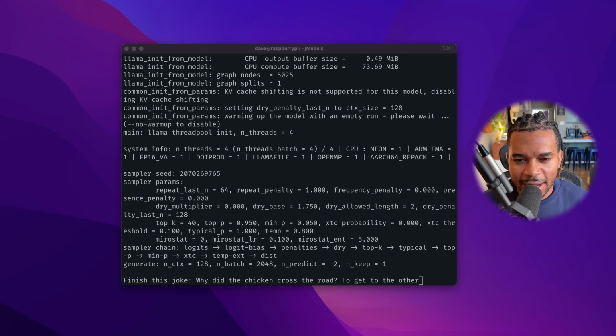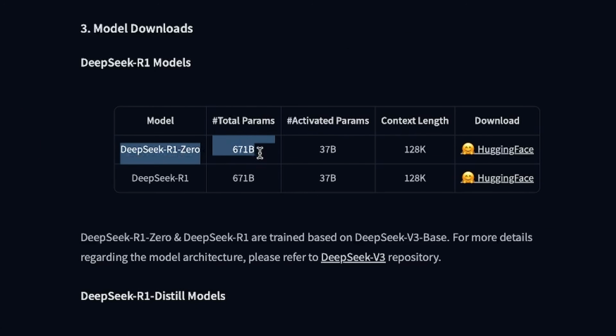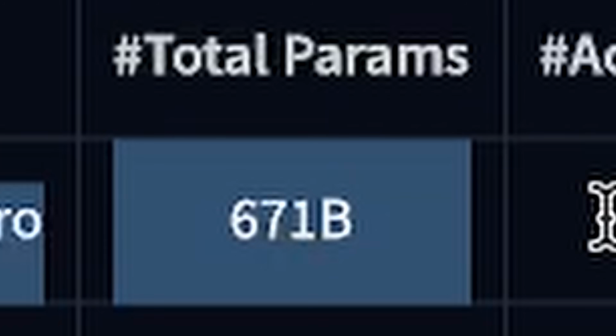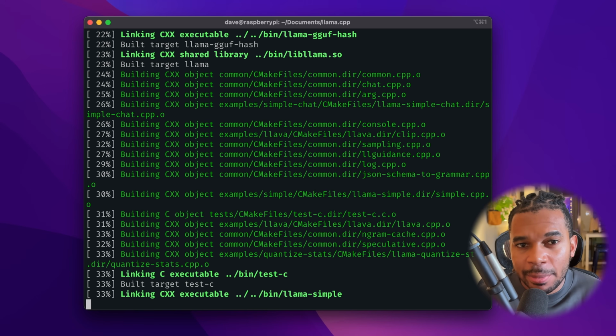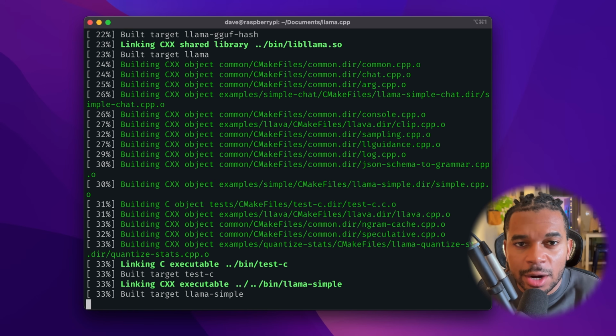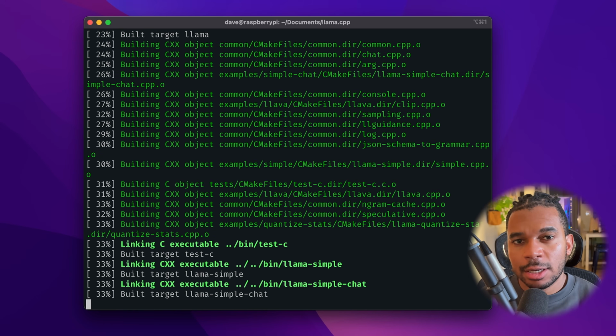We actually got an output. That's pretty impressive. So the Raspberry Pi is definitely not the hardware to run DeepSeek R1 on. However, as an experiment, I wanted to see what happens when we try to run DeepSeek R1 at 671 billion parameters on the Raspberry Pi 5.